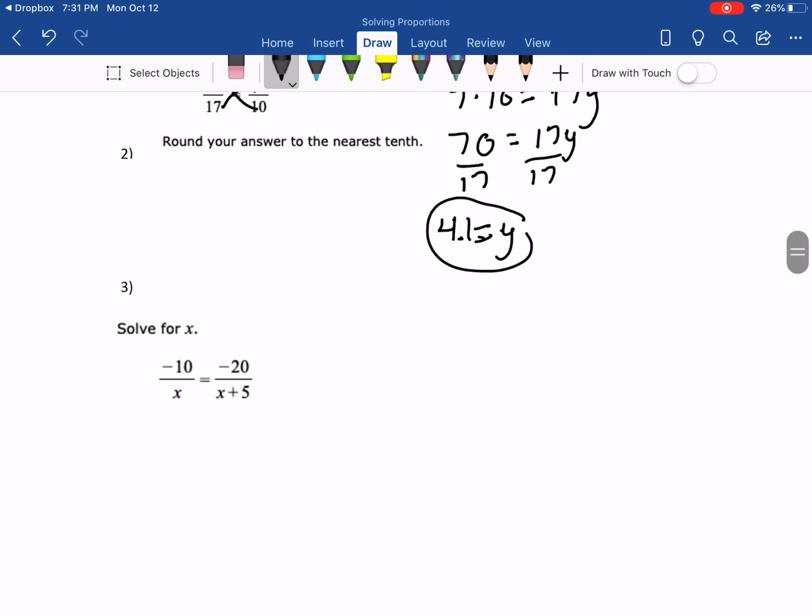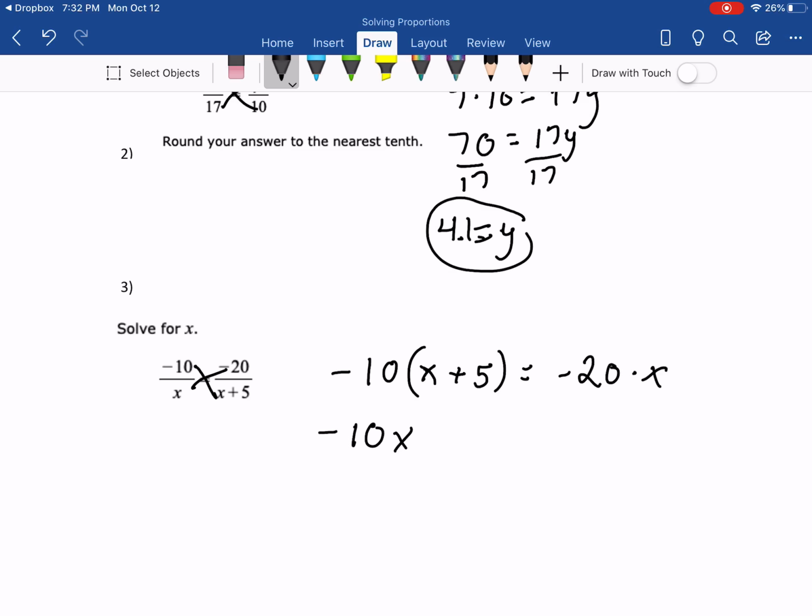Okay, number three. Number three is a little different. Our cross product here is going to be a little different because we have variables in two spots. Diagonal to the negative 10 is x plus 5. So negative 10, and I want to use parentheses because we have two terms here, times x plus 5 is equal to my other cross product, negative 20 times x. So we have negative 10x, we'll have to distribute, minus 50 equals negative 20 times x, just negative 20x.